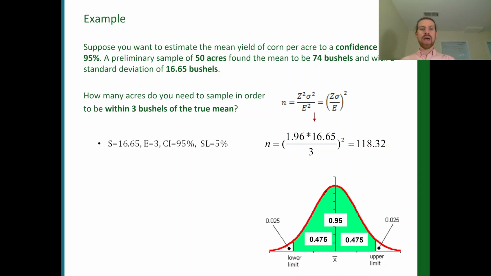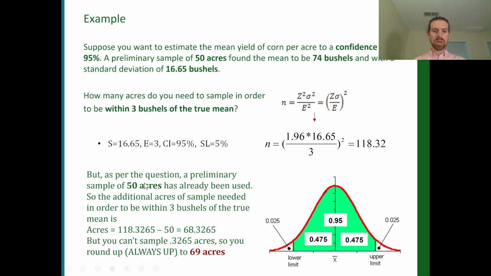118.32 acres that we would need to survey in order to be 95% confident that our true mean lies within 3 bushels. As the initial sample covered 50 acres, we therefore need to subtract this from the 118.32 acres that we need to cover.